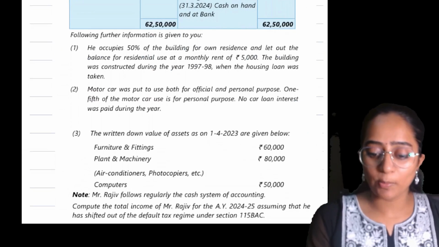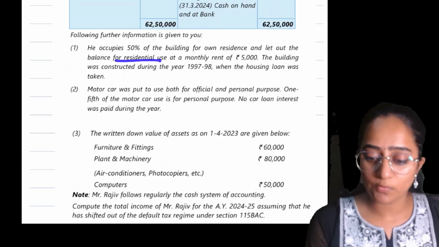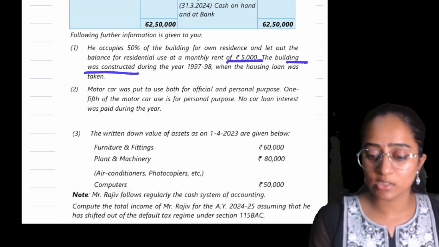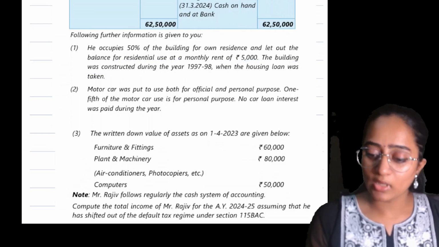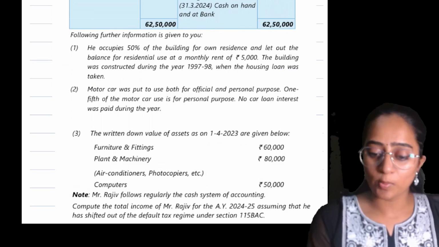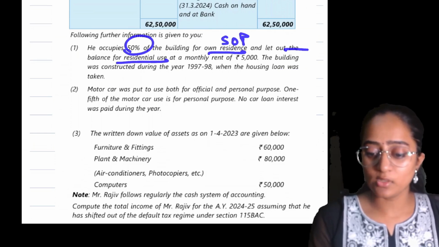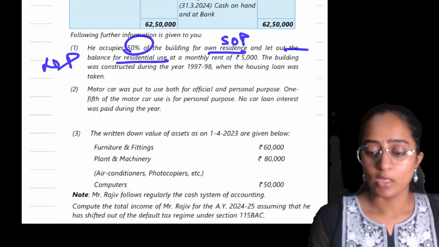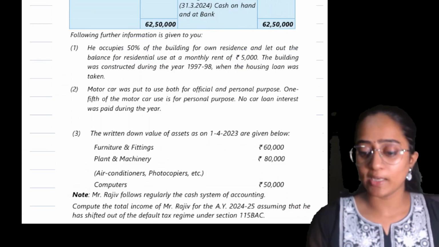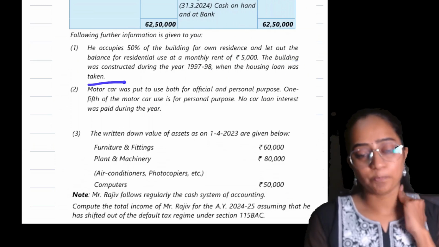This person occupies 50% of his building for own residence and lets out the balance for residential use at a monthly rent of 5,000. The building was constructed during the year 97-98 when the housing loan was taken. So he occupies 50% of the building for own residence, so it is SOP, and lets out 50% for monthly rent, so this is LOP. For 5,000 rupees per month, 5,000 into 12 months, we get 60,000. The building was constructed during 97-98 when the housing loan was taken.